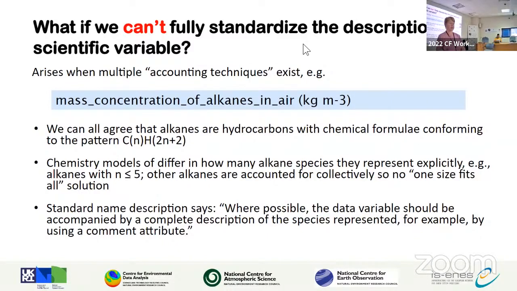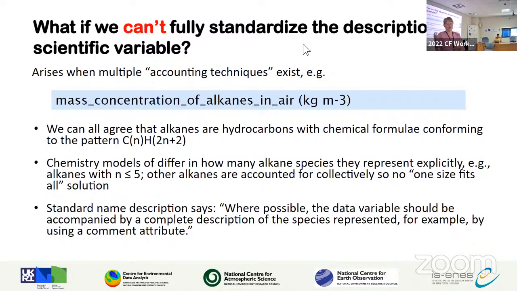And some people might say have the first 5 alkanes, the lightest ones, represented as separate species in the model, and then they lump all the rest together. So they all have a similar chemical formula, but they're not accounted for separately. Other people do things differently.